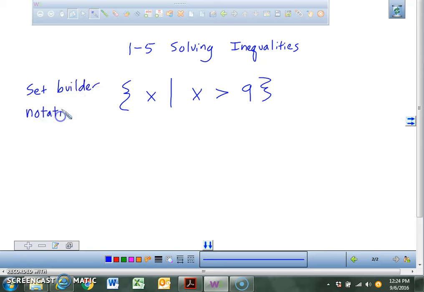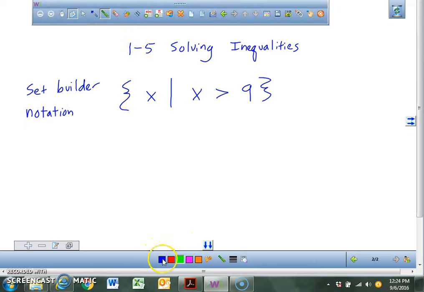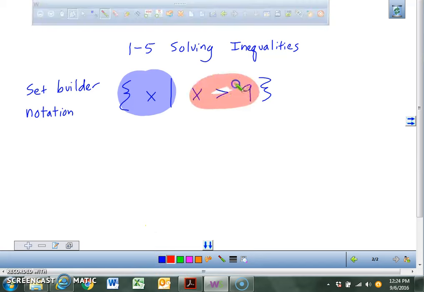Okay, so what I'd like you to do is write this down in your journal, and we're going to break it down into two parts. Okay, we're going to break it down into this part, I'll color it in blue, and we'll color this part right here in red. Now you've probably seen these brackets, like this bracket here and this bracket here. It lets you know that you're building a set.